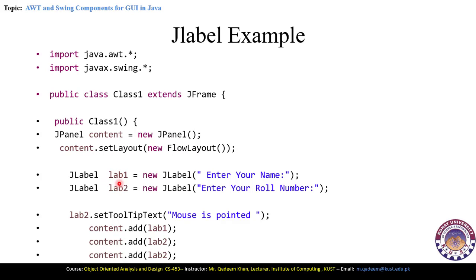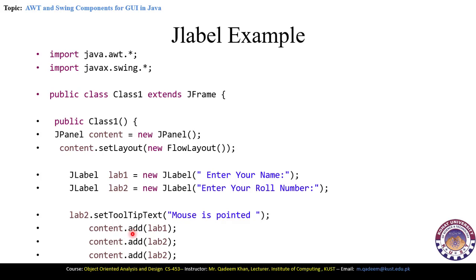Then we have two labels, and labels are defined with the help of JLabel. JLabel label1 = new JLabel, and this is the text that will appear on the label. Here is another label, and these are two objects which are declared by using the JLabel class. Now label.setToolTipText, where the mouse is pointed here. So when we point the mouse near this label2, then it will display this text.